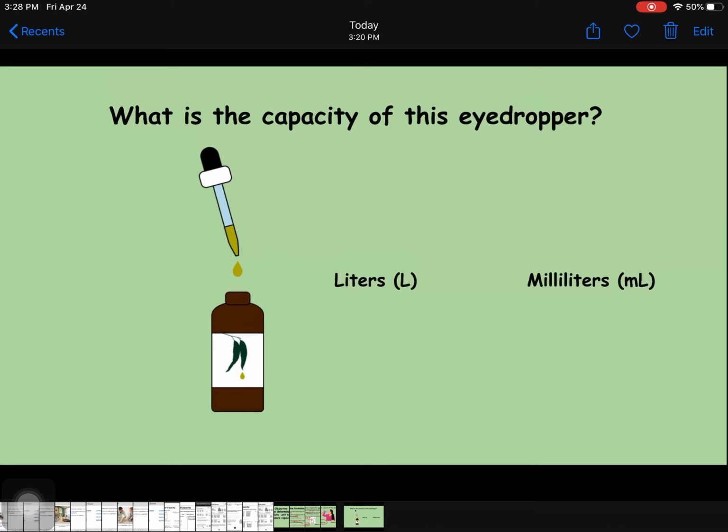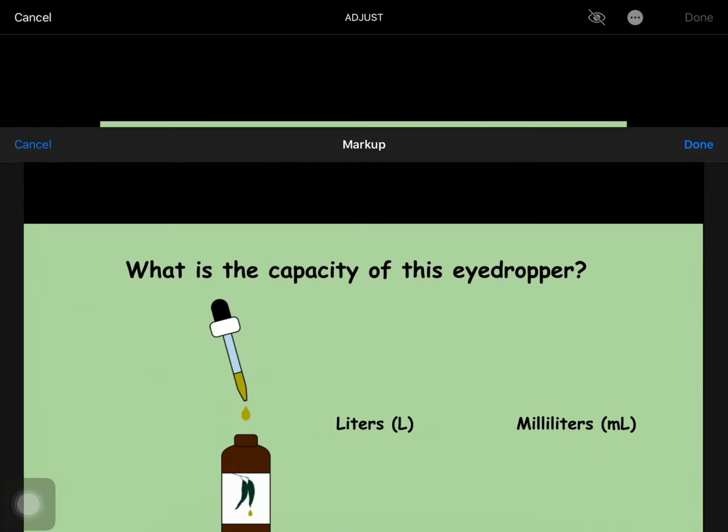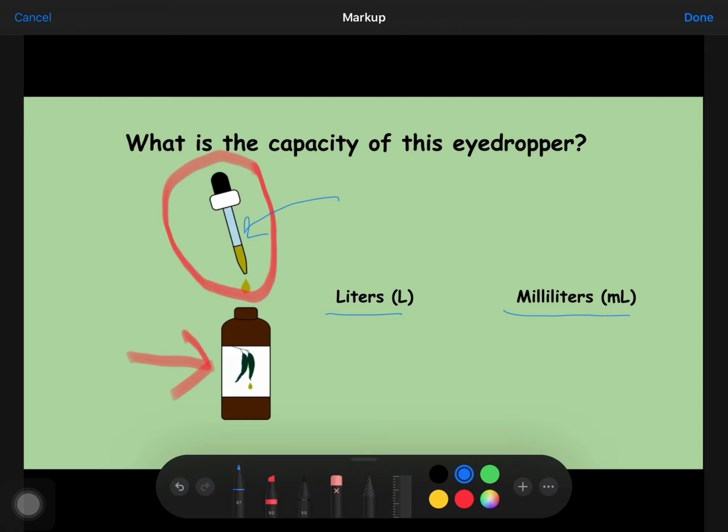All right, last one. What is the capacity of this eyedropper? You guys may have seen something like this in your house or maybe at the doctor's office. This is an eyedropper, okay? You squeeze it together, and you pick up liquid out of this container. Would we measure the capacity of this eyedropper in liters or milliliters? How much can that eyedropper hold? Remember, capacity means how much can it hold? Think about your answer. I'm going to say milliliters, okay, because it's very small.